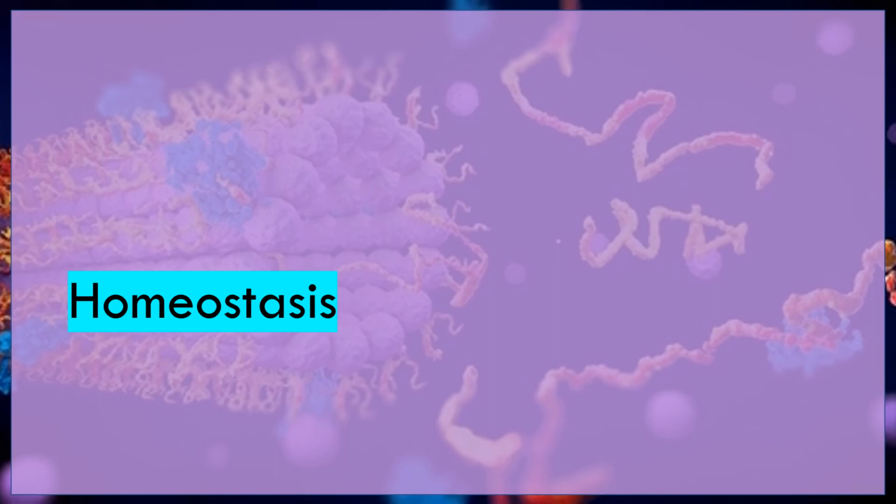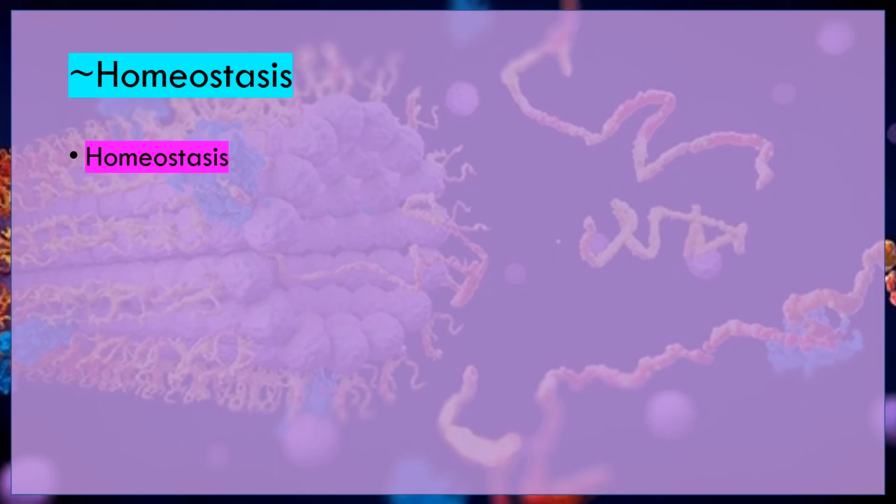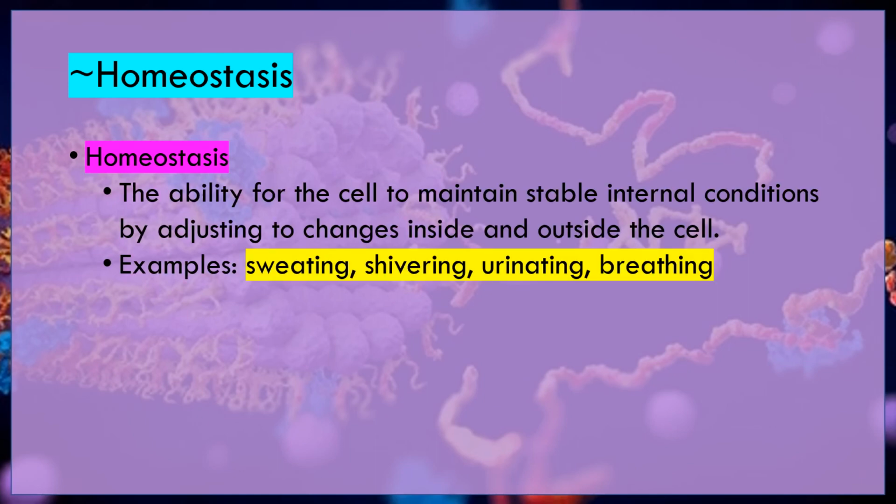Let's introduce a little bit of homeostasis. Homeostasis is the ability of the cell to maintain stable internal conditions by adjusting to changes inside and outside the cell. We have examples of sweating, shivering, urinating, breathing.